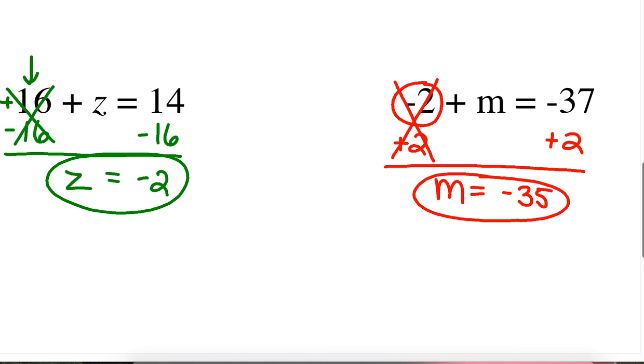And again, always, you can quickly check your answers using a calculator by taking your final answer, going back up to the original problem, plugging it in, and typing it in your calculator. Negative 2 plus negative 35 does make negative 37.